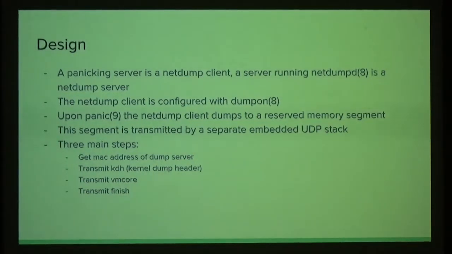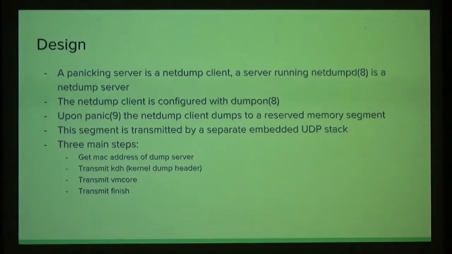So there are 2 parts to the netdump process. There's the client, which is the machine that panicked, and then a server running netdumpd, which is the netdump server. You configure the netdump client with dumpon, like you'd configure a normal core dump to swap, but instead you tell it the server, the gateway, and your IP address. There's no DHCP, so you have to give all the information.